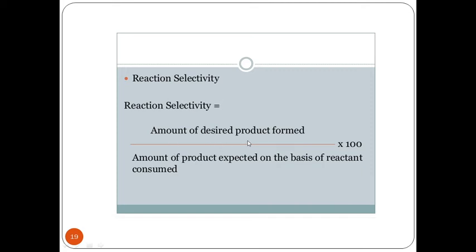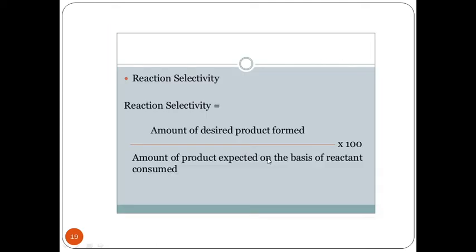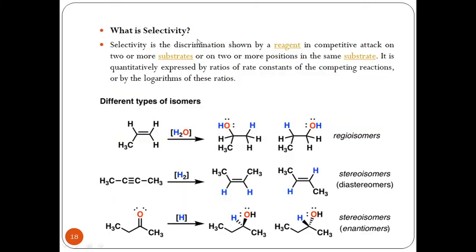It is the amount of the desired product formed divided by the amount of the product expected on the basis of reactant consumed, times 100. Now, when I observe this first reaction, if my expected product is just the 2-hydroxy system, that means 50% of the product may not be that. So I have to see the amount of product expected against the final yield practically obtained, and then calculate this reaction selectivity. This is how we quantitatively do it.